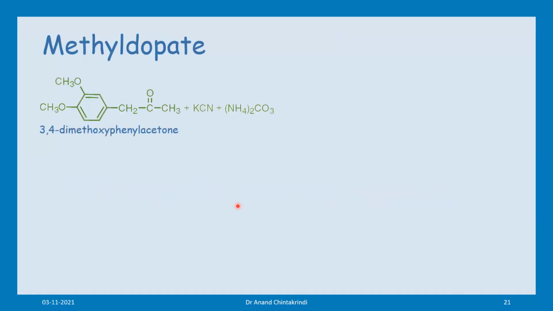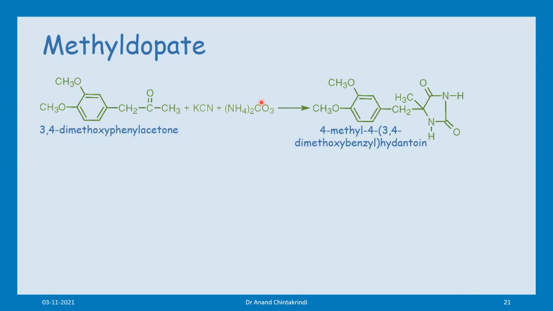Now, this starts with 3,4-dimethoxyphenyl acetone. So this is named as an acetone derivative. To this acetone derivative, the 3,4-dimethoxyphenyl group is attached, which is reacted with potassium cyanide and ammonium carbonate. This results in the formation of the hydantoin ring.